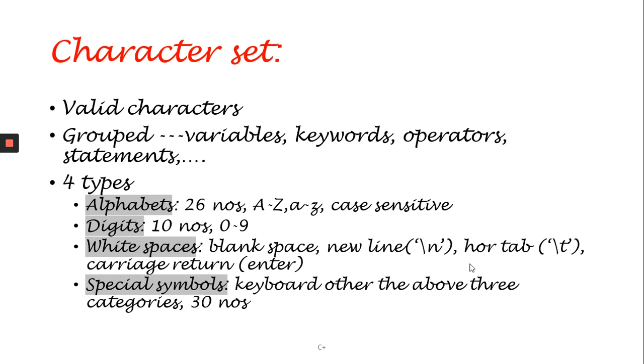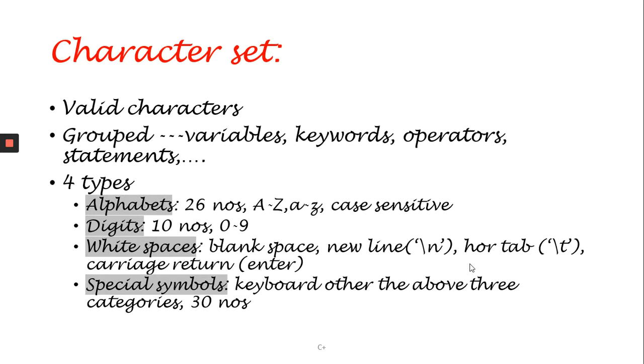There are 26 alphabets, the English alphabets A to Z. Since C++ is case sensitive, we have capital A to Z and small a to z as different sets of alphabets supported by C++. Then we have digits. We have 10 digits, 0 to 9.